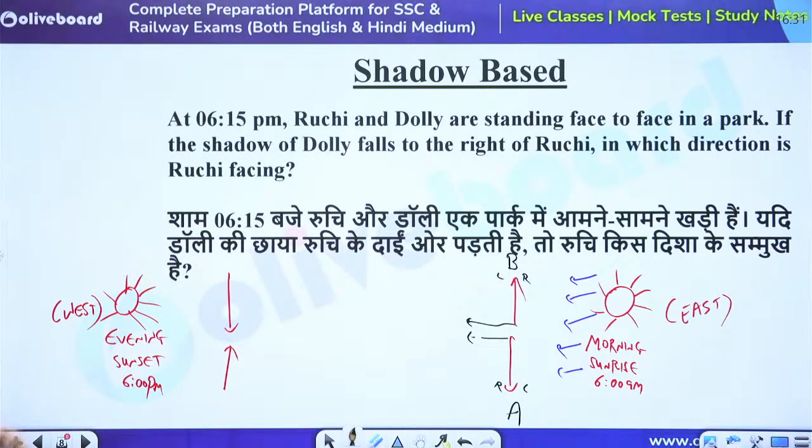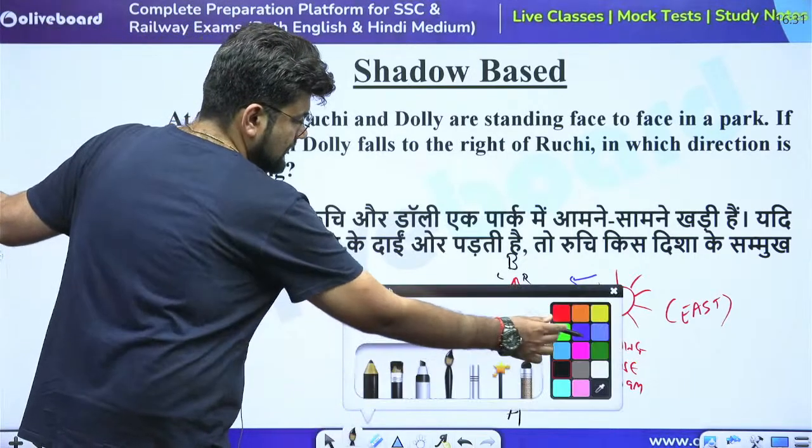Okay. Now let's look at this question. What are they saying? They are saying at 6:15 p.m. that is in the evening, Sun is in the west. Ruchi and Dolly are standing face to face in a park. Okay. If the shadow of Dolly falls to the right of Ruchi. Okay. So where will be the light source?